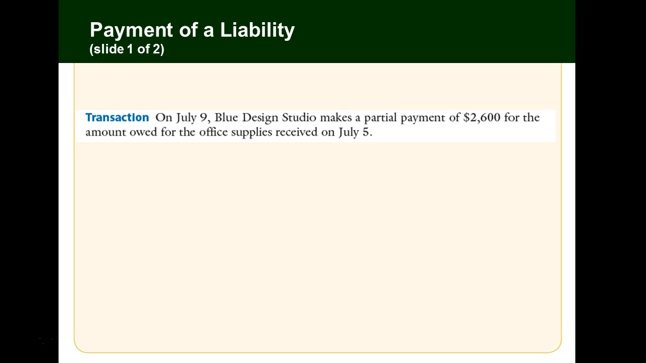Here's another one. On July 9th, Blue Design Studio makes a partial payment of $2,600 for the amount owed for the office supplies received on July 5th. Do you remember how much in office supplies did they receive? Was it $5,200? $5,200. But she paid $2,600 of it, right? So is our accounts payable totally done? No, we still are going to owe some, aren't we?